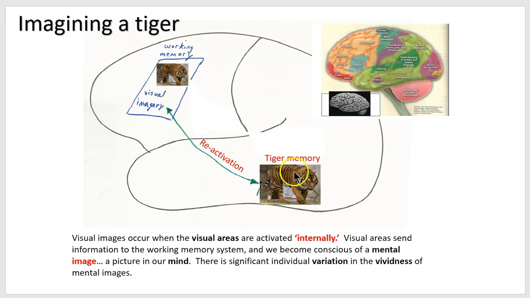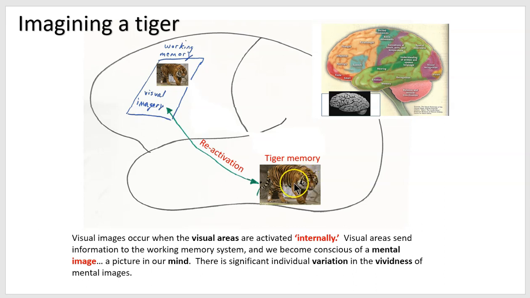So we're going to reactivate a memory of a tiger when we are asked to make a visual image of a tiger. And again, this would be the visual image of a tiger. If somebody said to imagine the roar of a tiger, we would be activating the auditory areas of the brain. But for the vision of a tiger, we trigger internally, so it's not like the tiger is really there. We are generating an internal image of a tiger in our mind's eye, as it were.